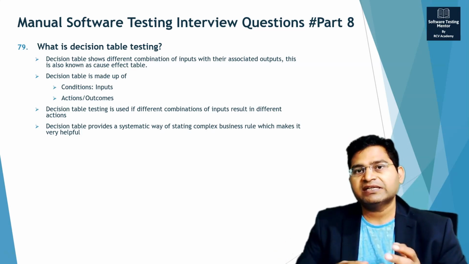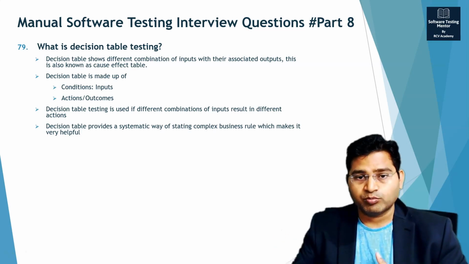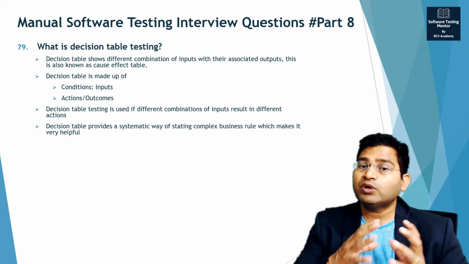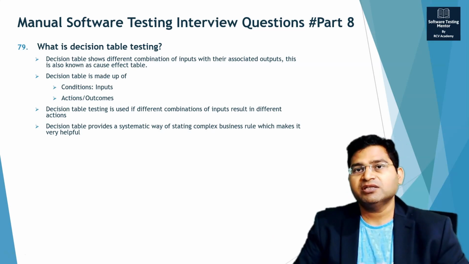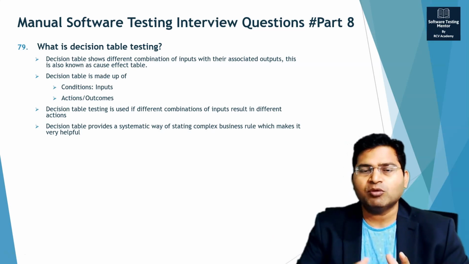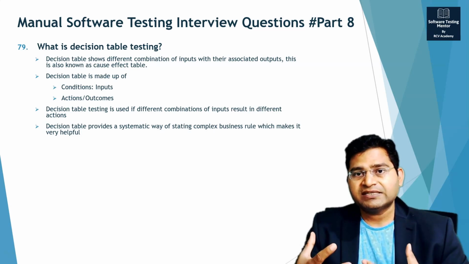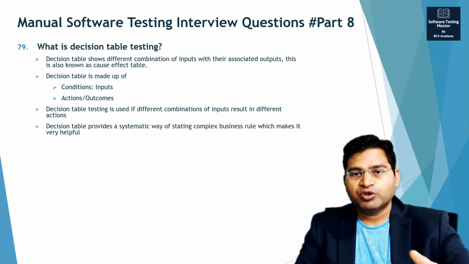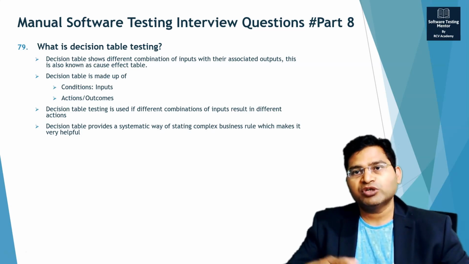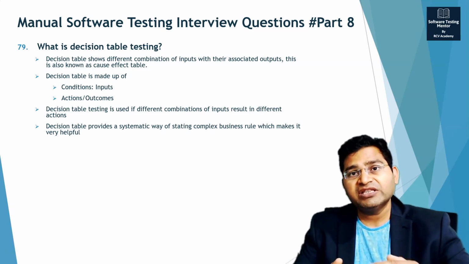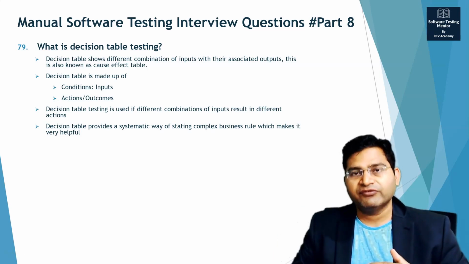So decision table testing is used if different combinations are resulting in different output, and decision table testing provides a systematic way of stating complex business rules, which makes it very helpful, right? So any complex business rule can be stated very simply using decision table testing, because you have certain input conditions, and when you choose certain input conditions, the output is determined. If some condition changes, it will be a different outcome. If some other condition changes, it should be a different outcome, right?